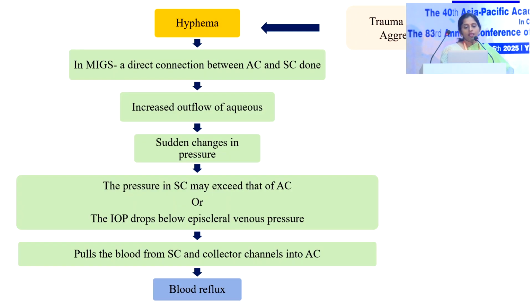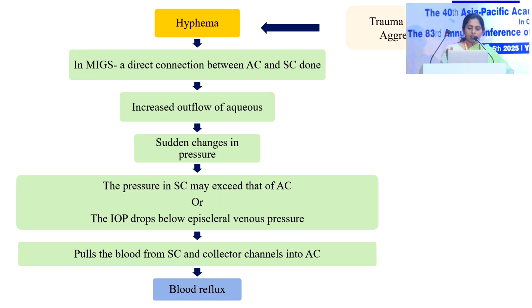So hyphema in MIGS surgery basically occurs because you're creating a direct communication between the anterior chamber and the Schlemm's canal. So there's increased outflow of aqueous and sudden changes in the pressure. So the pressure in the Schlemm's canal exceeds that of the anterior chamber. So the IOP drops below episcleral venous pressure.